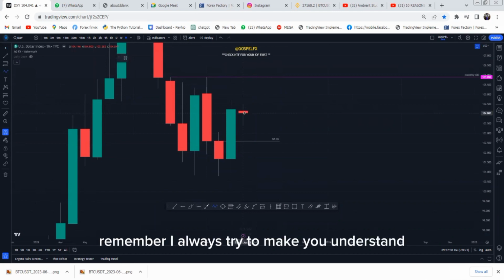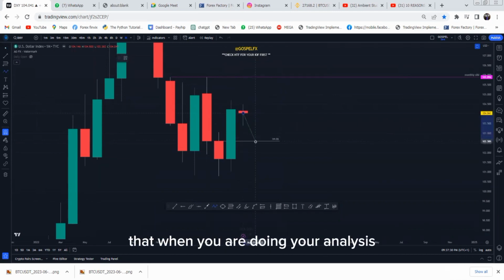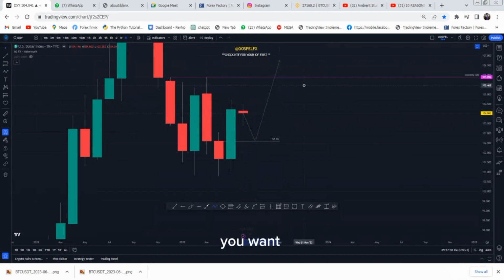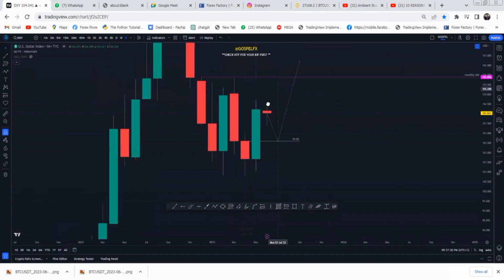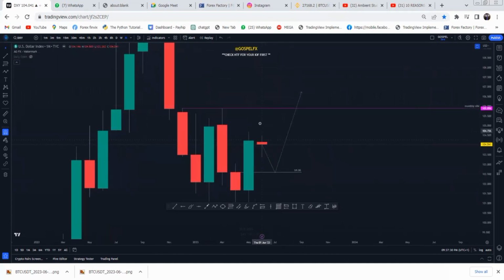Remember, I always try to make you understand that when you're doing your analysis, you want to have if statements. You should not try to impose what you think will likely happen on price, because when you have that mindset of imposing your view on price, and price does the opposite of what you're thinking, you will not be able to adapt to it. But for now, this is what we have here.